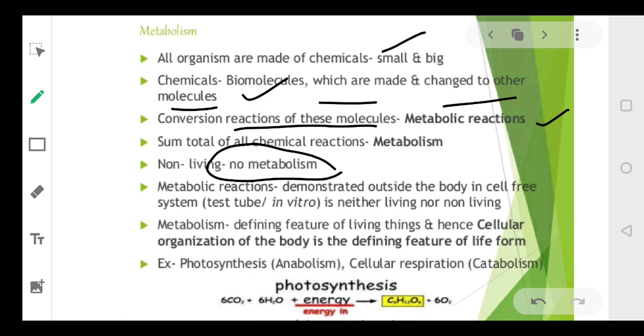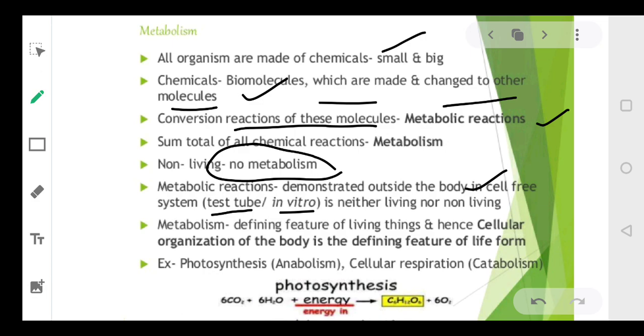Now, the metabolic reactions that we are talking about can be demonstrated outside the body. They can be demonstrated outside of the body, like in a test tube, in vitro, right? And when they are being done outside the body, in the test tube, how can we say that we require a living organism for metabolism? Isn't it?